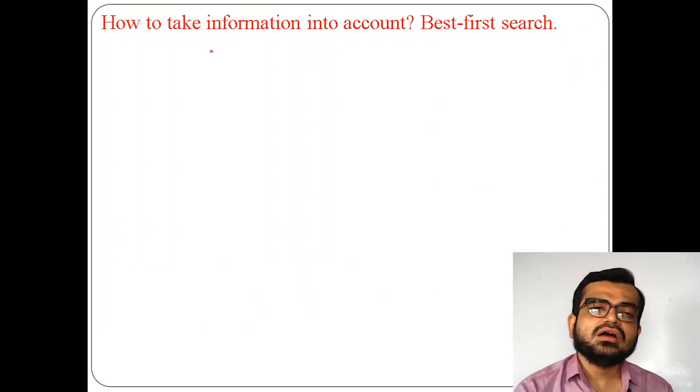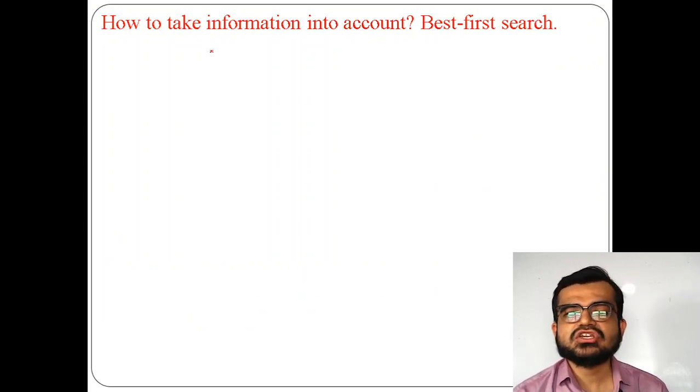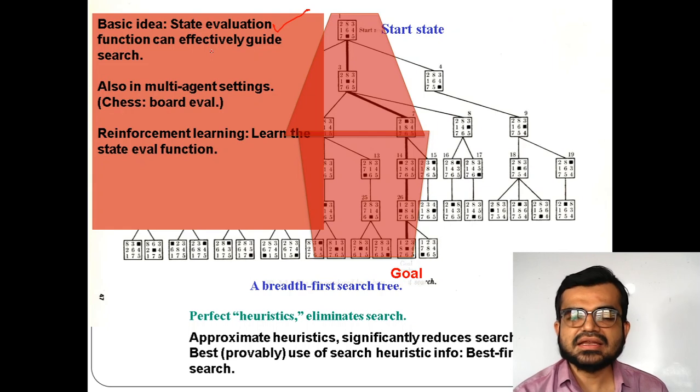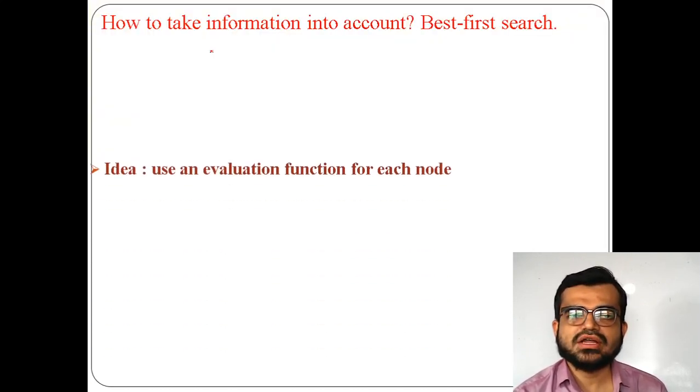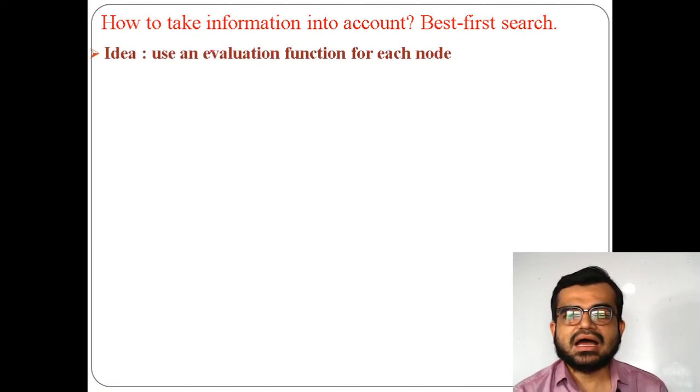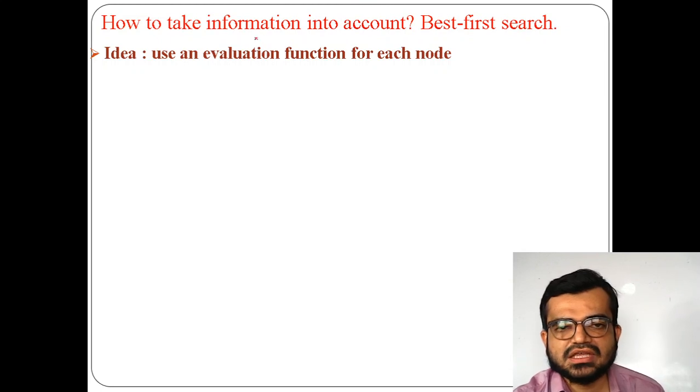So now, how do we take information into account? This is an example. You got to know that this is the range because I know the solution and I know the path, and based on that I have selected this. But in general, how should I take the information that I have to find out? So I have to apply an evaluation function for each node.